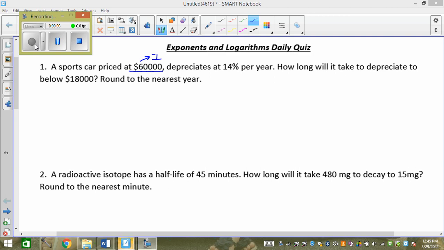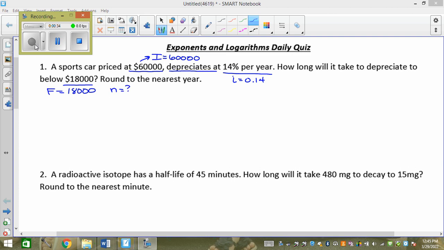Okay, so here it says, a sports car priced at $60,000. So that's my initial. It depreciates, so I know I'm going to have to use the formula, which is 1 minus i, correct? It depreciates by 40%, so my little i is going to be 0.4. How long will it take to depreciate to $18,000? So that's my final. And how long means what? They're looking for n. We agree?